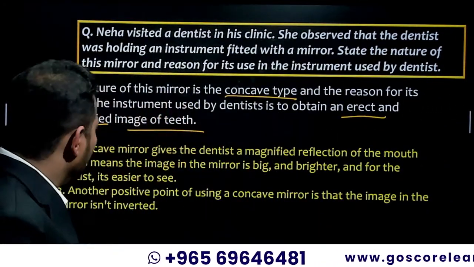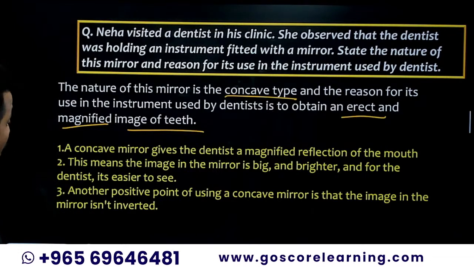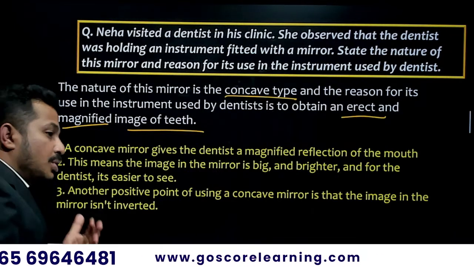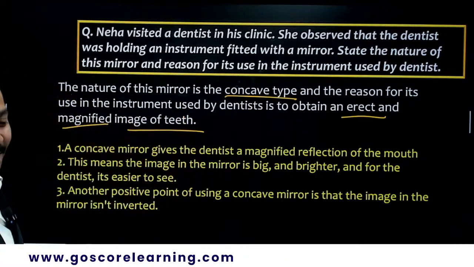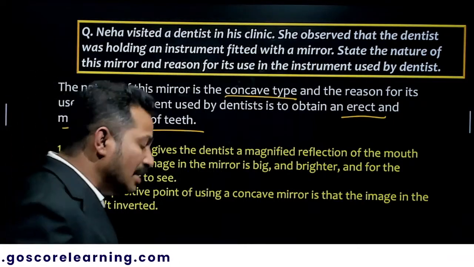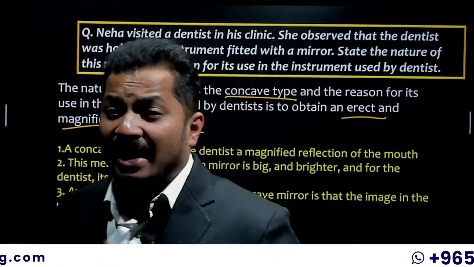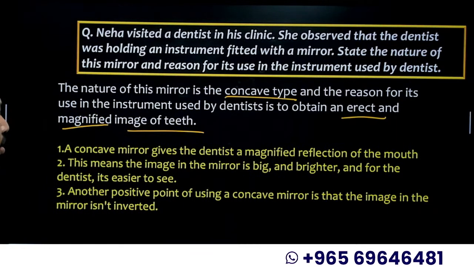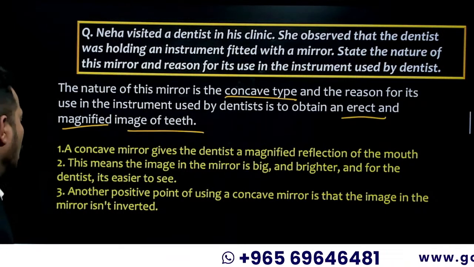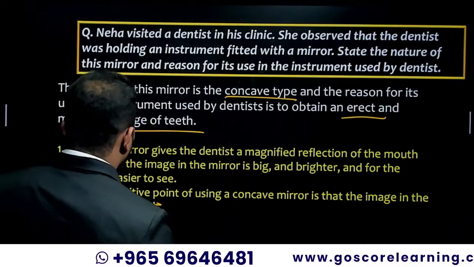This means that the image in the mirror is big and brighter, and for the dentist it is easier to see. Otherwise it is very hard to observe our upper teeth. So he can use the dentist mirror, which is small and gives a brighter, enlarged image of our teeth. Another positive point of using a concave mirror is that the image in the mirror is erect.